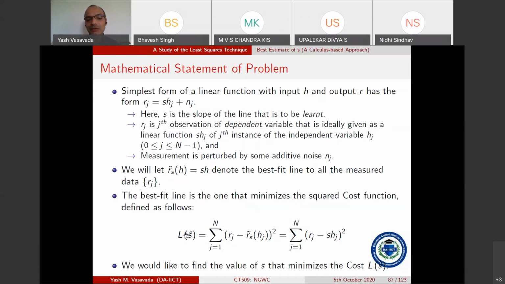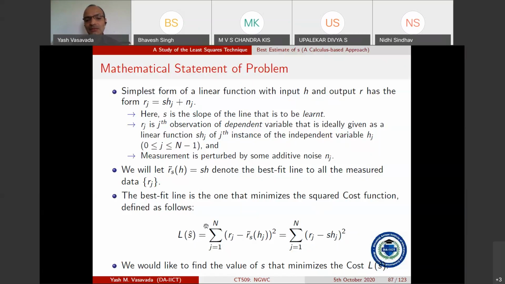And so now I'm going to define this cost function, R of J minus S times H of J whole squared. R of J minus the best fit location on the line will give me the error values. So these are the individual errors. I'm going to square all of these errors, as you see here, and then I'm going to take a sum of all the squared errors. So this is known as the sum of squared errors, or SSE.